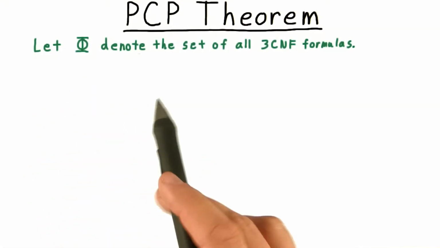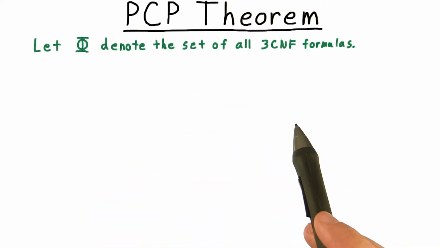These types of verifiers are called probabilistically checkable proof systems, and the famous PCP theorem relates the set of languages they can verify under certain constraints back to the class NP. In a course on complexity, we would place these proof systems within the larger context of other complexity classes and interactive proof systems. For our purposes, however, we can state the PCP theorem in this way, which is much more accessible. We'll let capital Phi denote the set of all 3-CNF formulas.